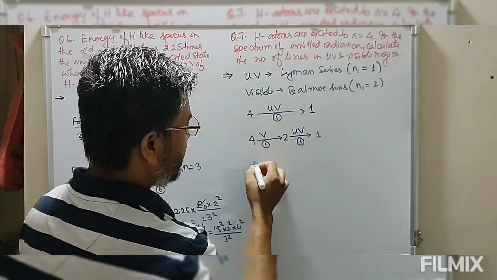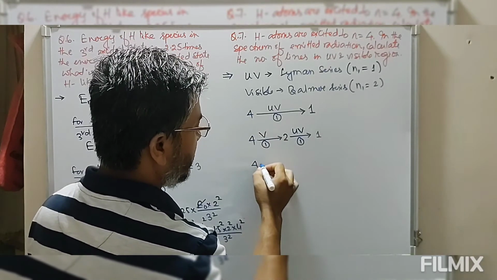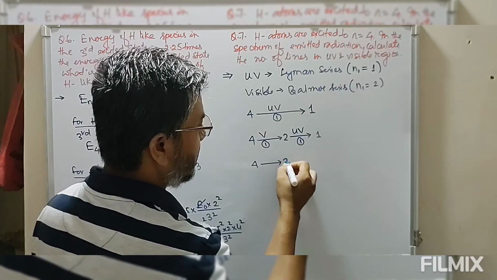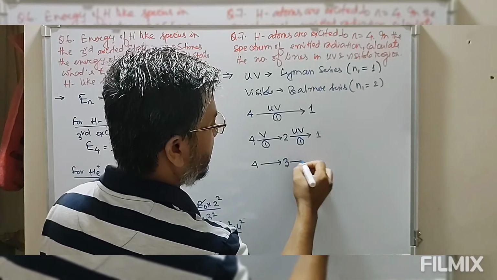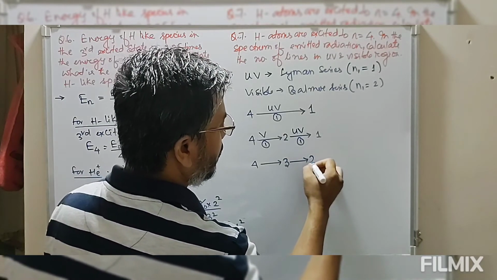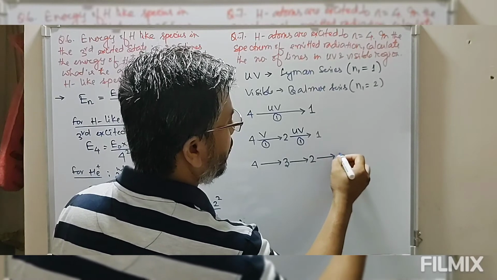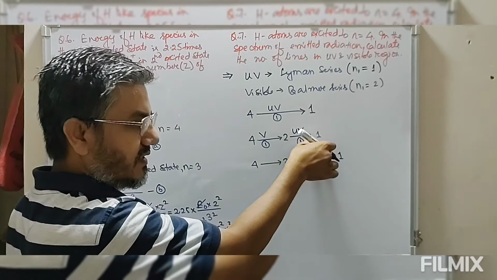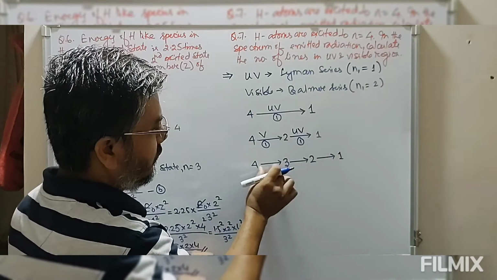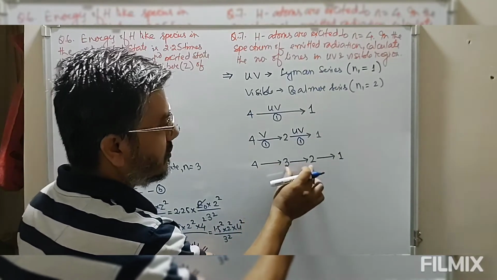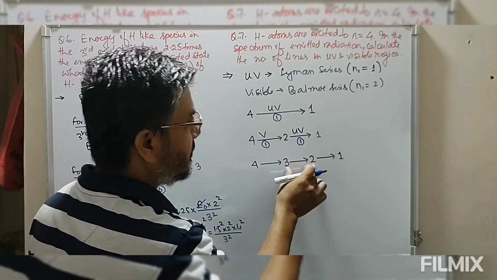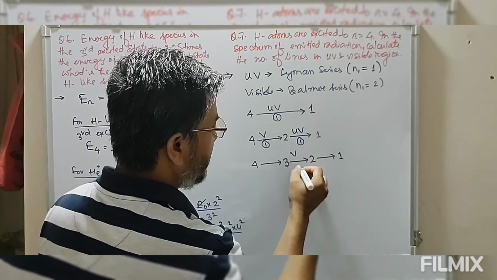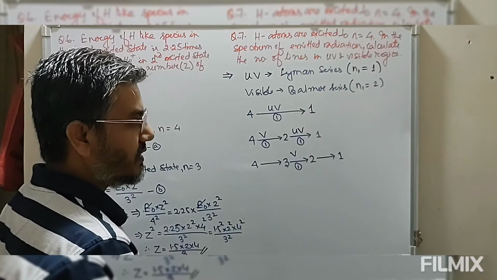Now we can also have these possibilities. First the electron goes to the third level, then third to 2, then again 2 to 1. Now 2 to 1 we have already considered. 4 to 3 is not possible. 3 to 2 is possible, and 3 to 2 lies in visible, so we have one visible here.